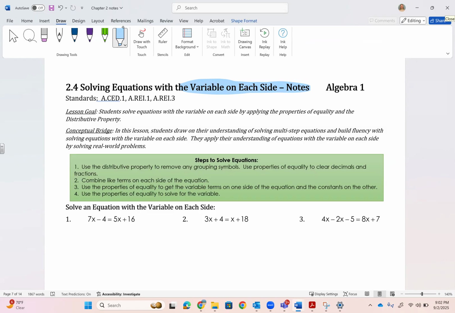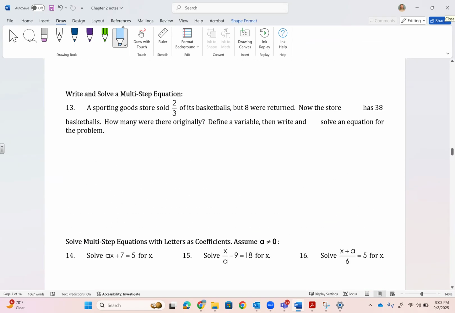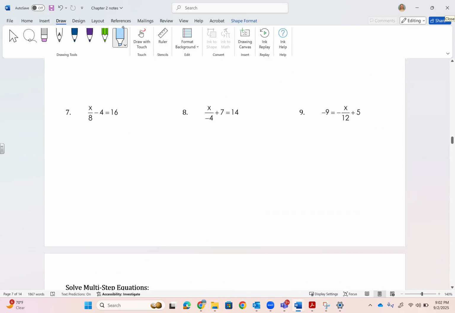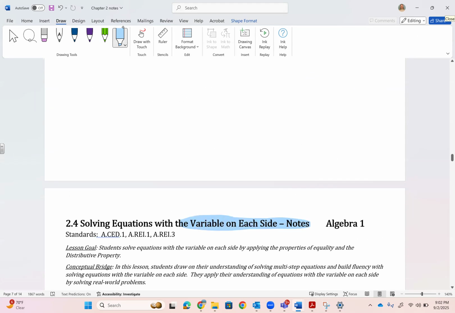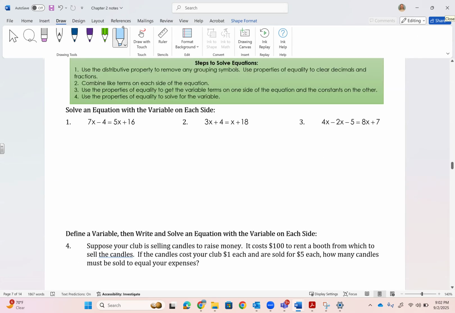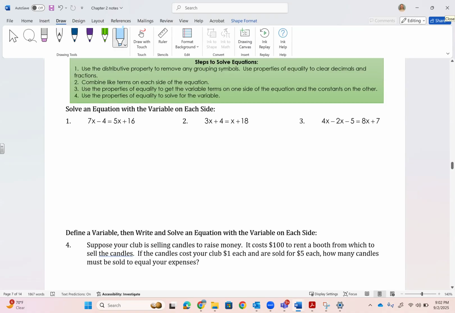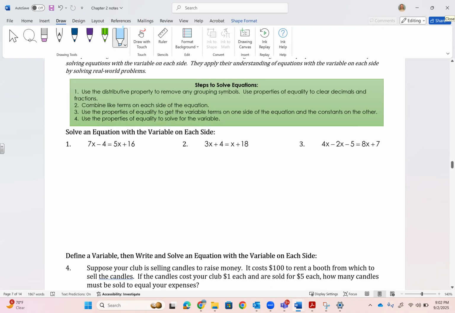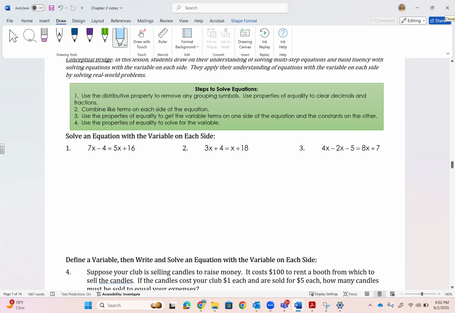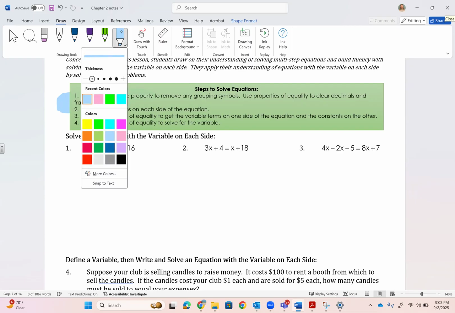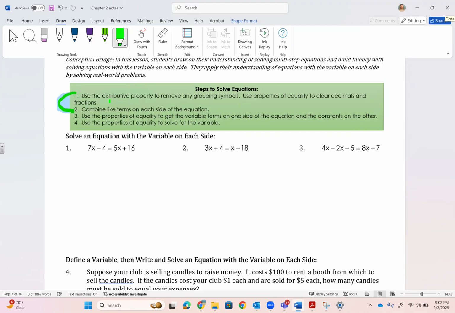Now, when we talked about yesterday's assignment, there were times that we had more than one step. Today there's going to be more than one step, but here is the order that we're going to work. We're going to do distributive if we need to. Then we're going to combine like terms on each side. So you're going to tidy up the left side, tidy up the right side by combining like terms. So distribute and combine like terms. That's going to be our very first step here.